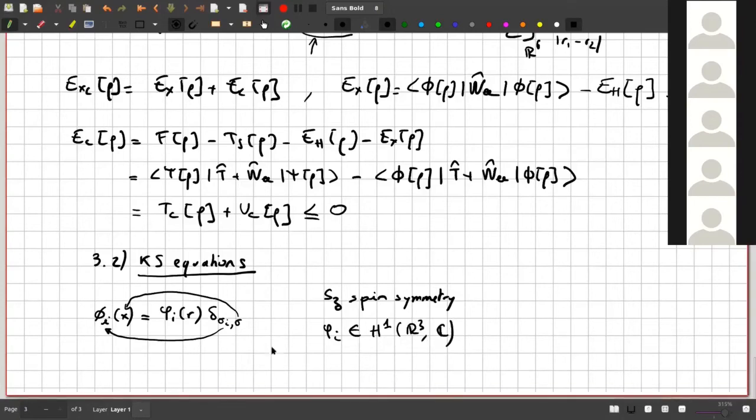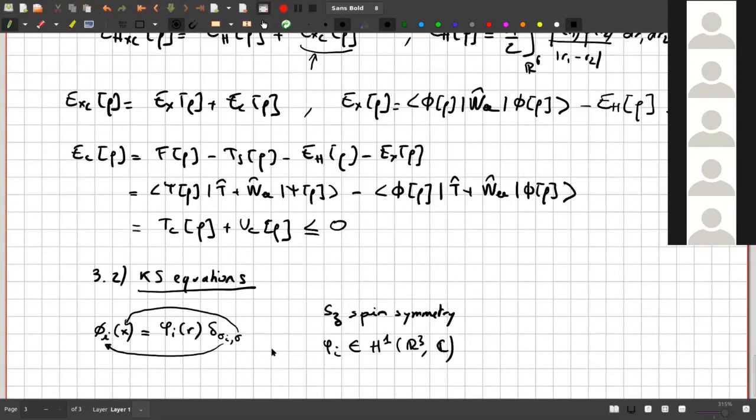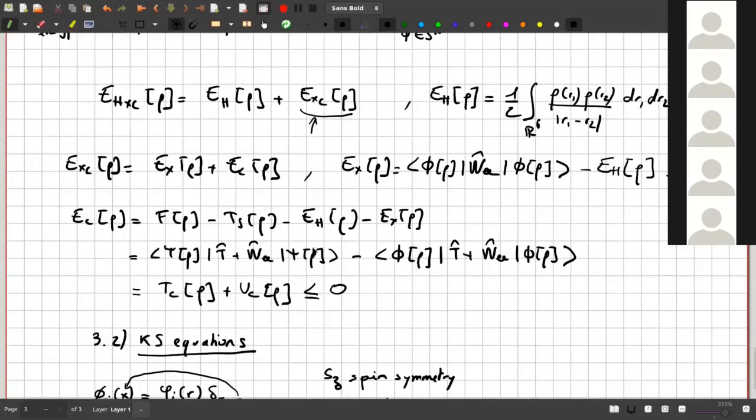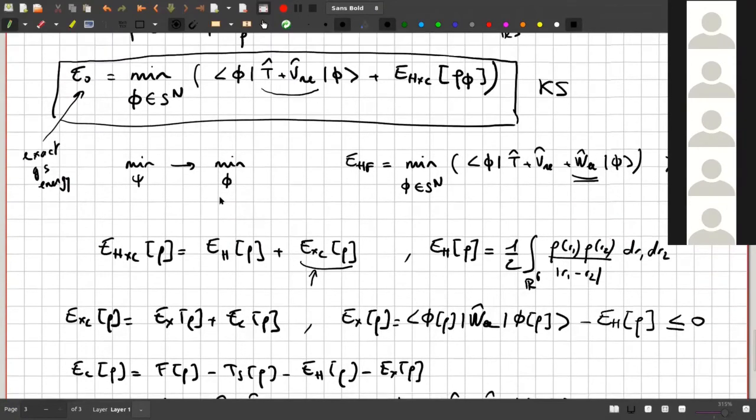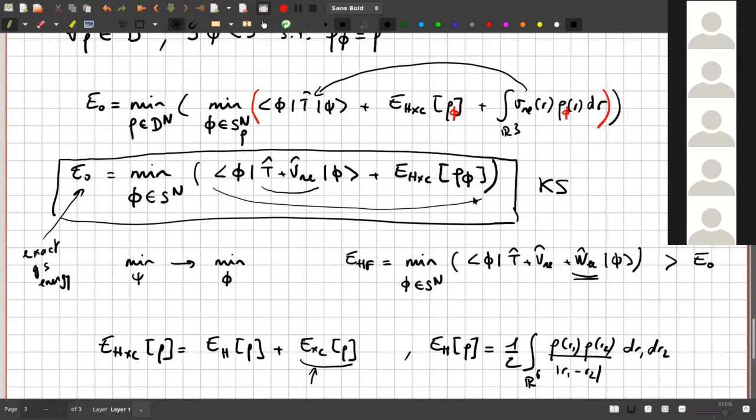Okay, so let's write then, with this form of spin orbitals, the expression of the energy that we want to minimize. I assume that you know how to calculate, using the Slater rules, the expectation value of a one-body Hamiltonian over a single Slater determinant.